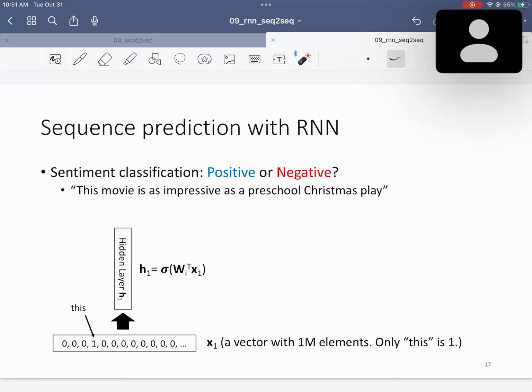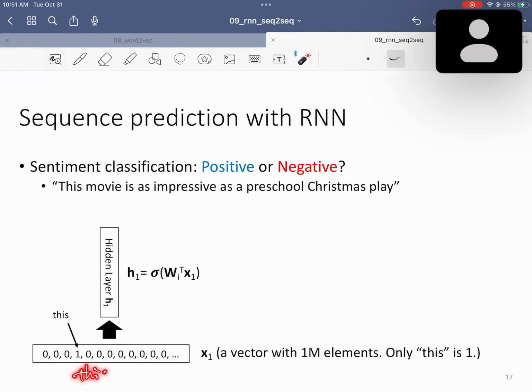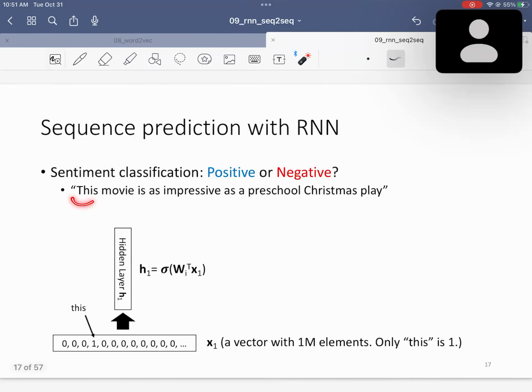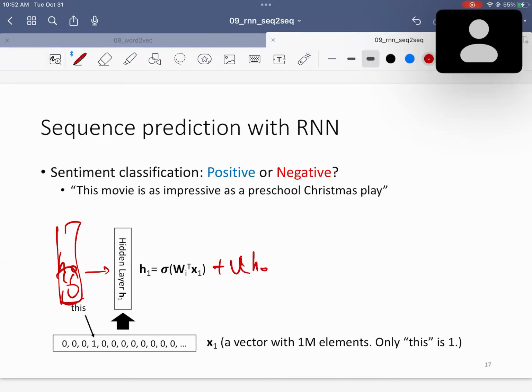Each dimension represents some word, and in this case, the fourth dimension represents this word. Since we're starting with this word, we turn on this dimension, and all the others are zeroed out. There's actually a hidden state h0 here, which is the same as 0. If you add 0, it's just 0, so we just don't put it here.